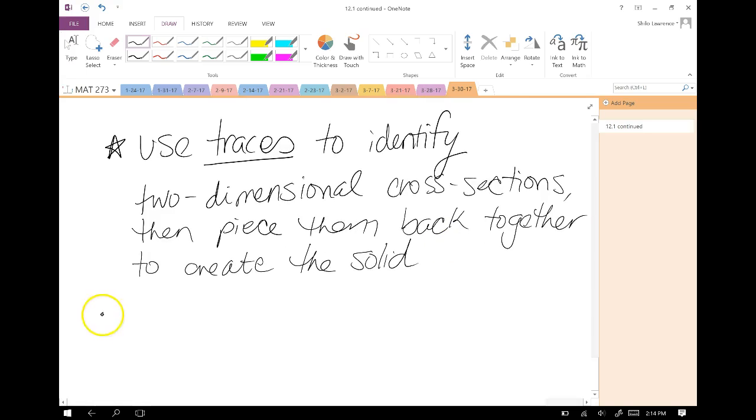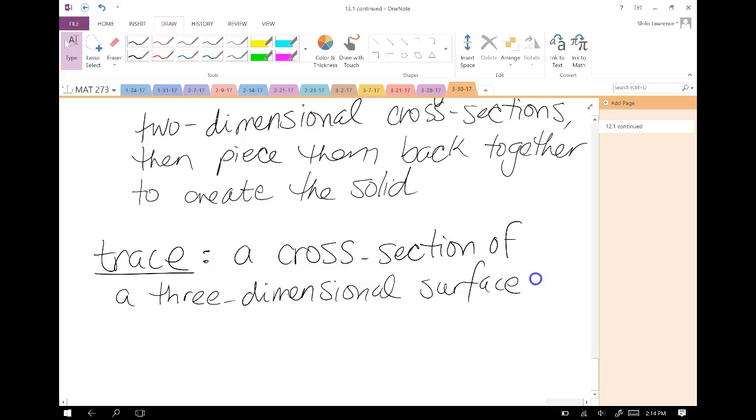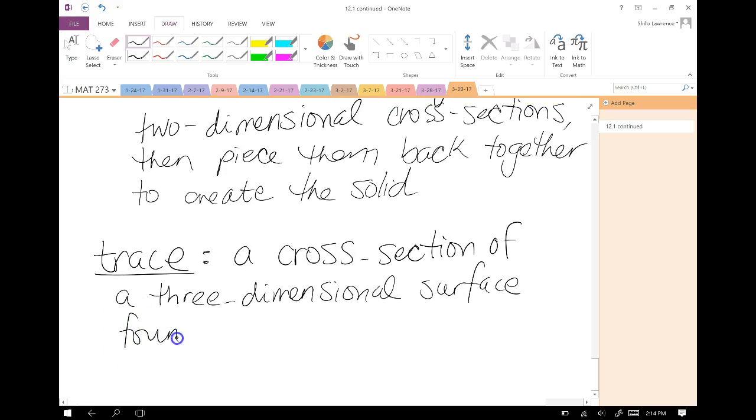So in general, a trace is a cross section of a 3-dimensional surface, and it's found by letting one of the variables just be equal to a constant.